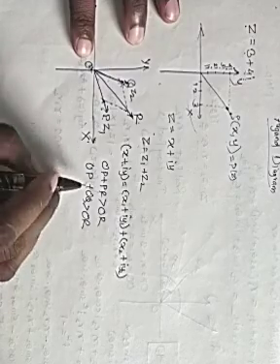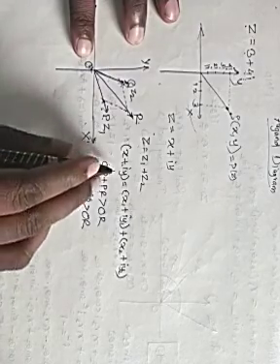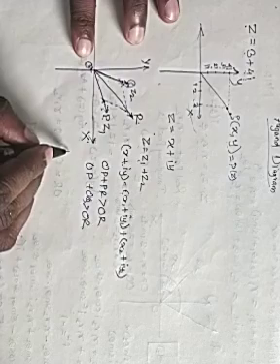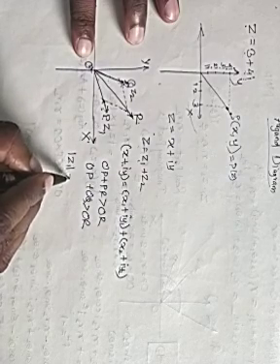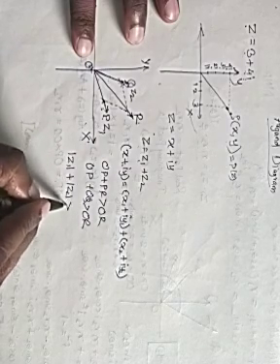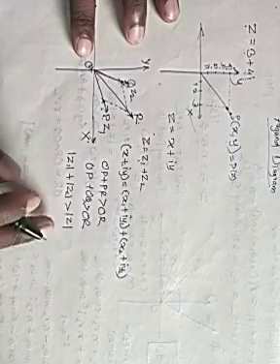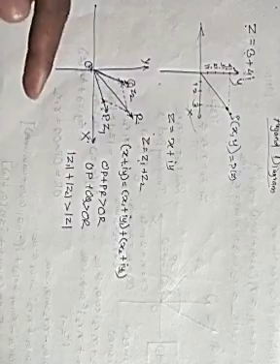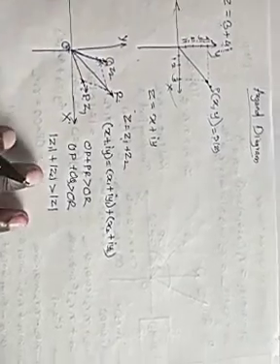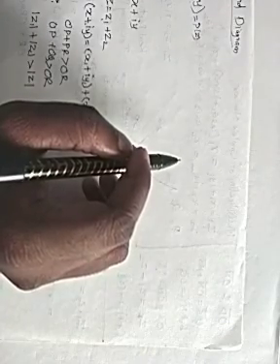So in this case, the mod of these two numbers, means mod of Z1 plus mod of Z2, is always greater than mod of Z. So this is the sum of complex numbers. So now see the subtraction of complex numbers.